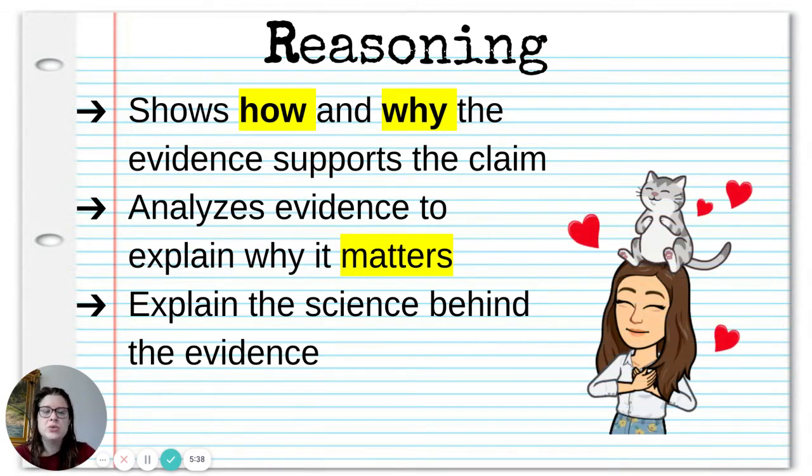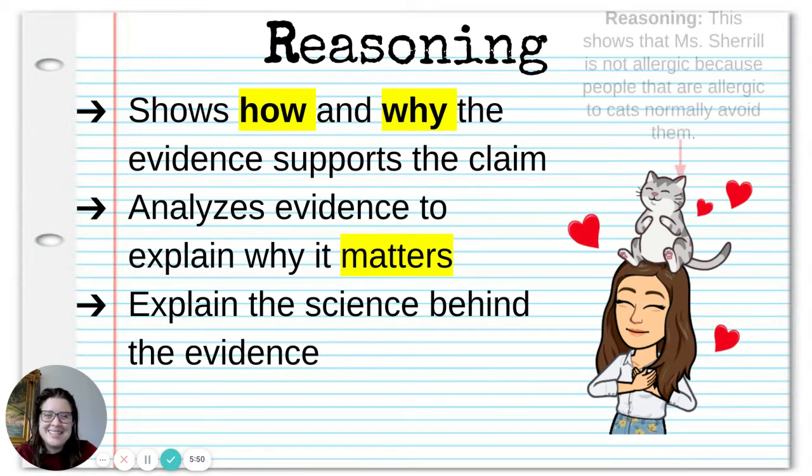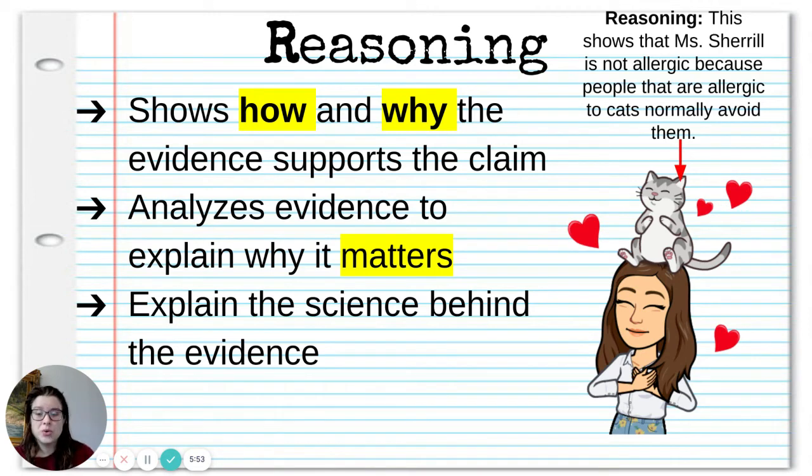So going back to my cat example, remember my claim was Mrs. Cheryl is not allergic to cats. My evidence was she's got one sitting on her head. And now my reasoning is going to be this shows, those keywords, this shows. If you are writing down a notebook right now, I would write that down next to reasoning because that's almost always how your reasoning statements are going to start. So this shows that Mrs. Cheryl is not allergic because people that are allergic to cats normally avoid them. So I'm explaining why that evidence matters. How does the piece of evidence that I listed support my claim?